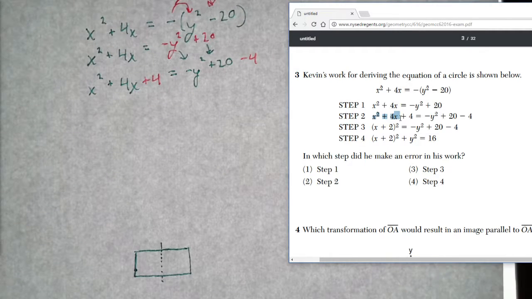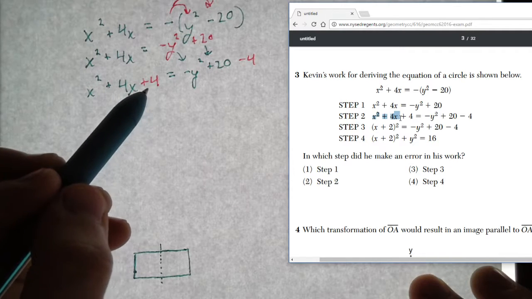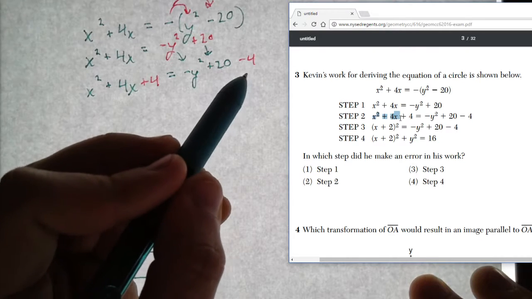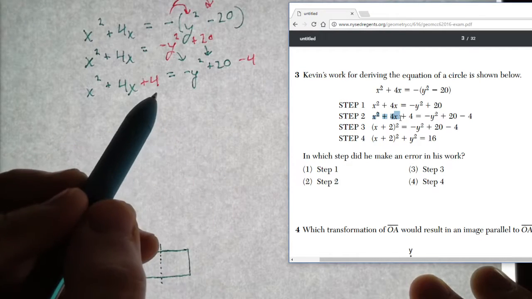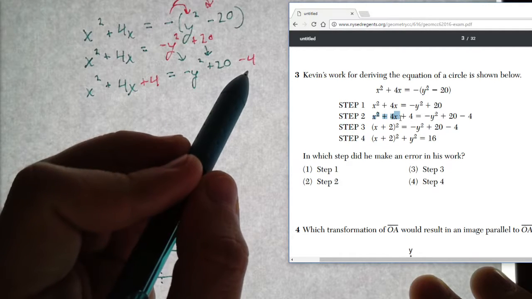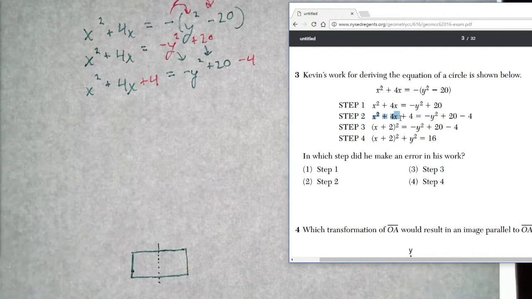Well, that looks like there's an error going on there, because if I do something to one side of the equal sign, that's fine, but I need to do the exact same thing to the opposite side. Here, Kevin added 4 to the left side and subtracted 4 to the right side. That's incorrect. So therefore, I can say that number 2 is the answer to this multiple choice question.